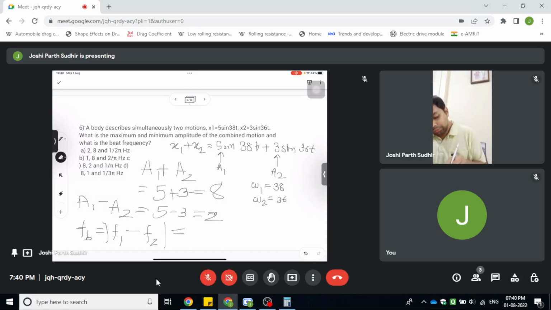Now how do we find the frequencies f1 and f2? We basically use f1 is equal to 2 pi upon omega 1 and f2 is 2 pi upon omega 2.